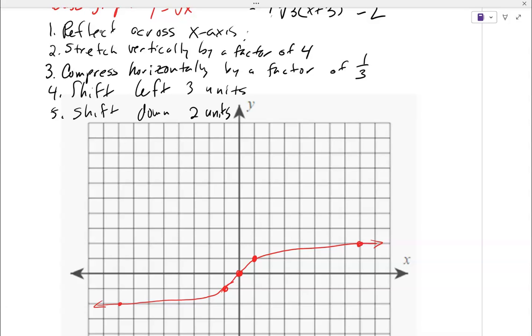Compress horizontally by a factor of 1/3. What happens? Nothing. So it hasn't moved. The only thing that happens here now to move it is the shifting, right? We're going to shift 1, 2, 3, left and down 1, 2. So 0, 0 ends up where? Good. -3, -2. Good. Okay. So again, we started here, reflected it, didn't do anything. Stretched it, didn't do anything. Compressed it, didn't do anything. And then finally, it started doing something when we shifted it. Right?